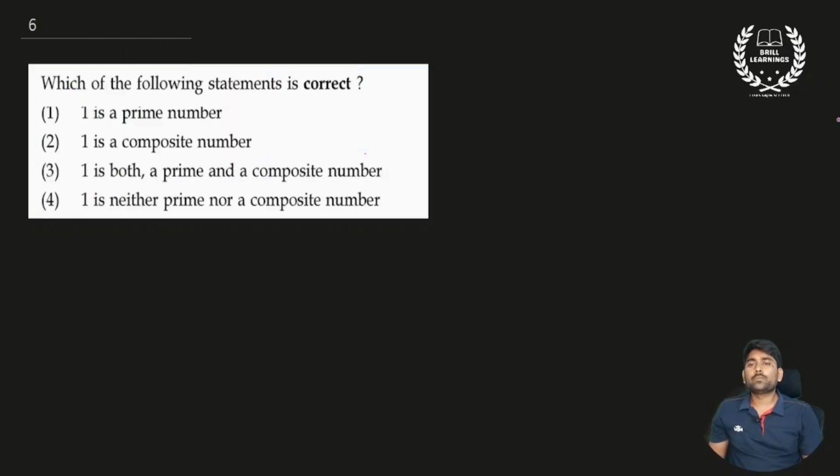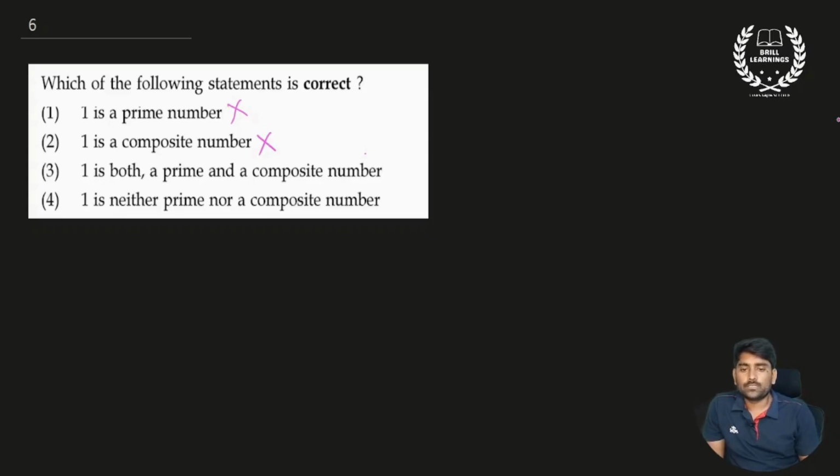Which of the following statements is correct? Let's check all statements one by one. 1 is a prime number. No, it's not a prime number. Prime numbers start from 2. What is the definition of a prime number? A prime number has only 2 factors, those are 1 and itself. So 1 is not a prime number. Next, 1 is a composite number. This is also wrong, because composite numbers are the numbers which have more than 2 factors.